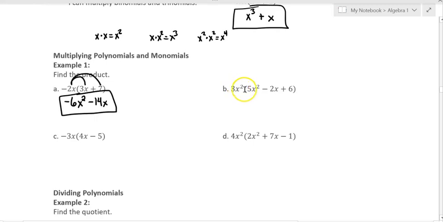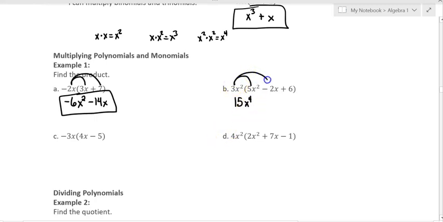Let's jump down here real quick and try B. So this is a monomial, a single term, times a trinomial. It's not a big deal, it just does an extra step. And so you have 3x squared times 5x squared. 3 times 5 is 15. X squared times x squared is x to the 4th.